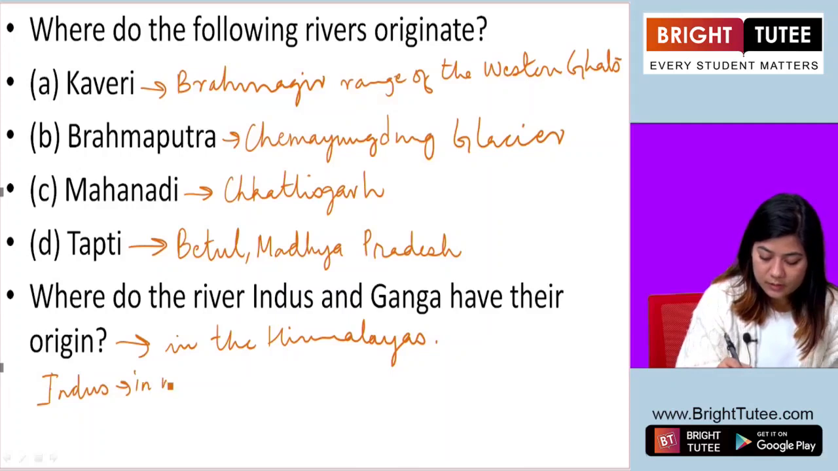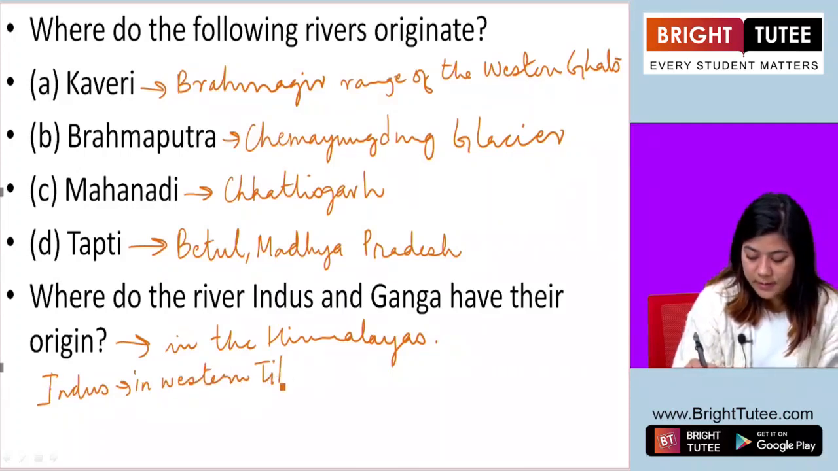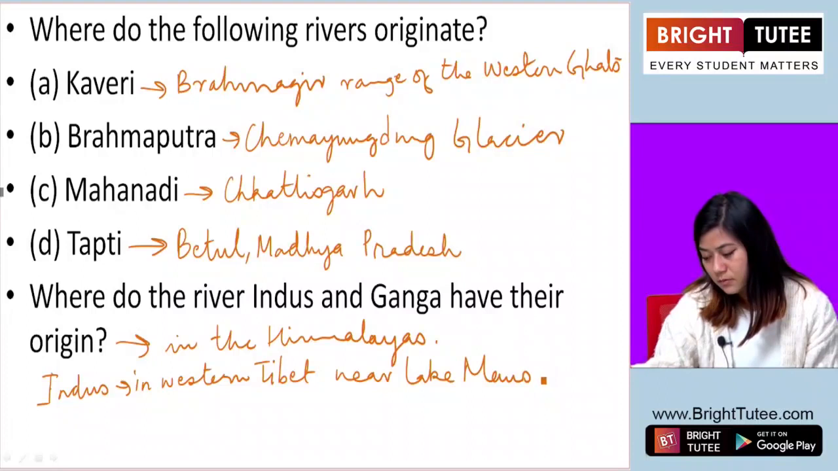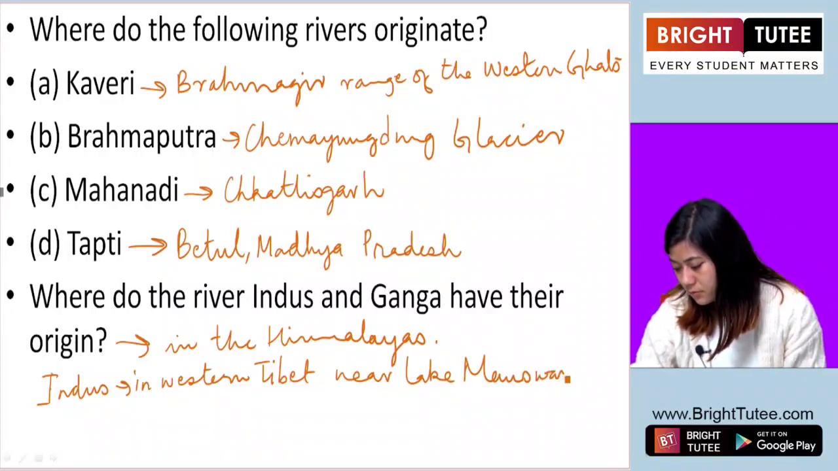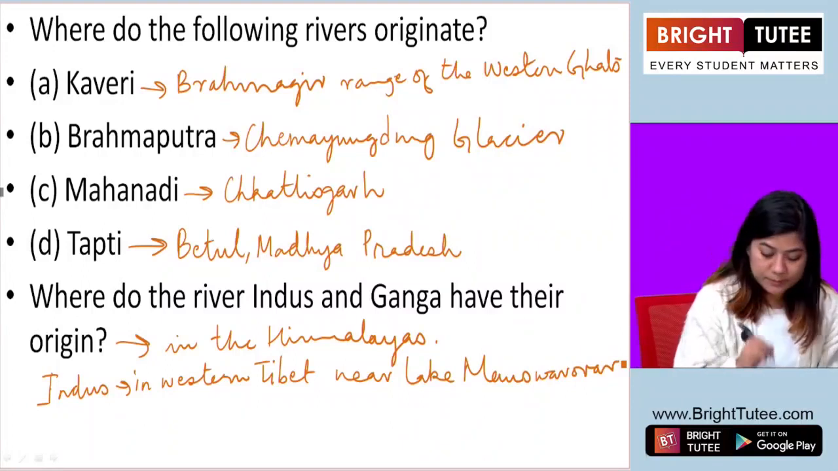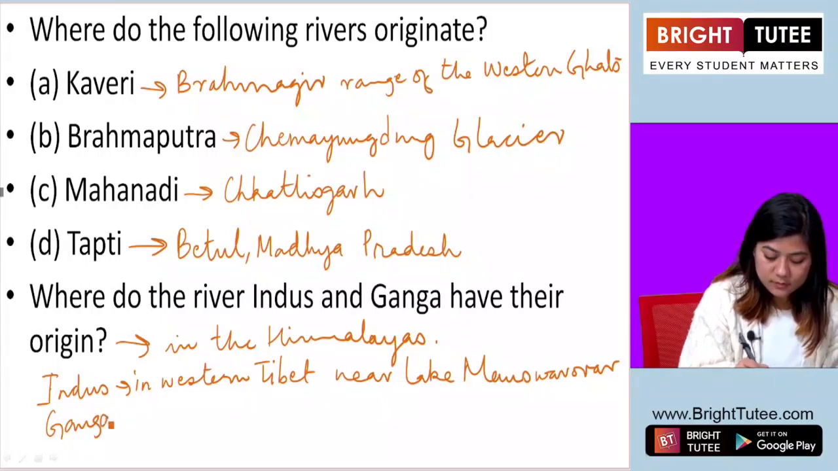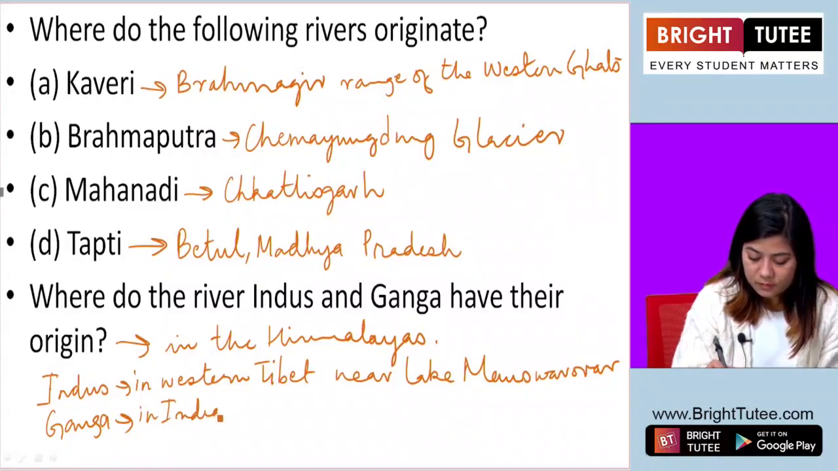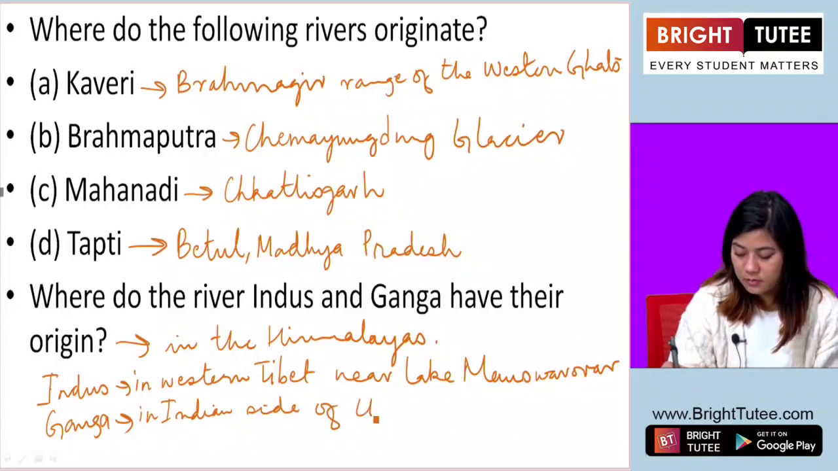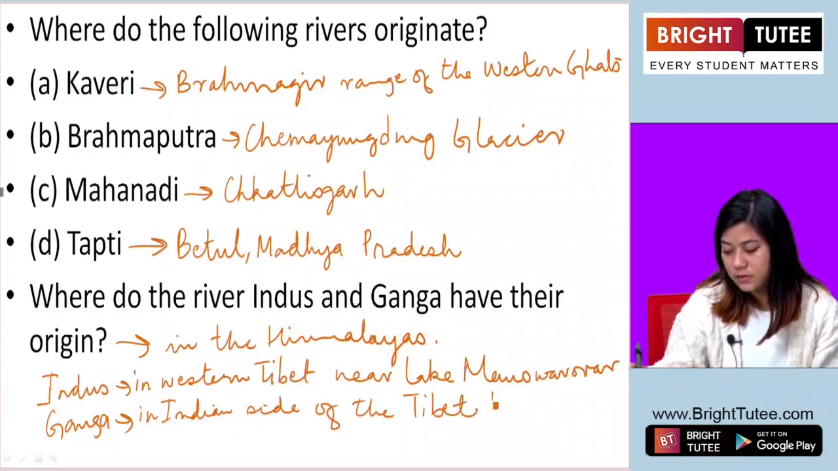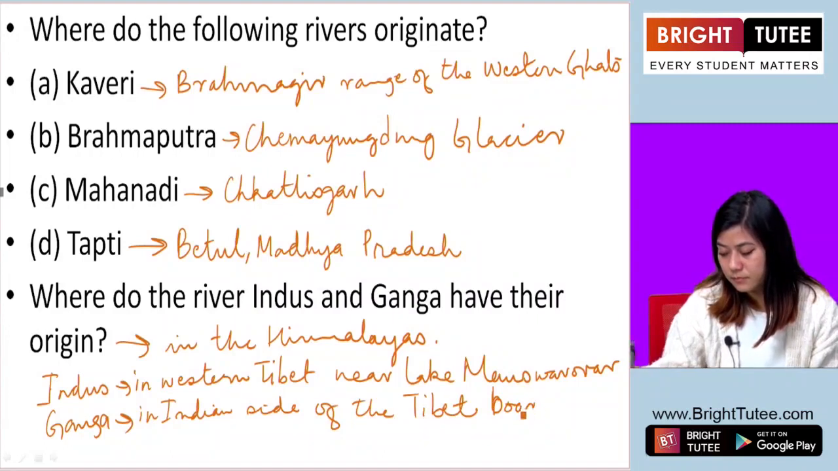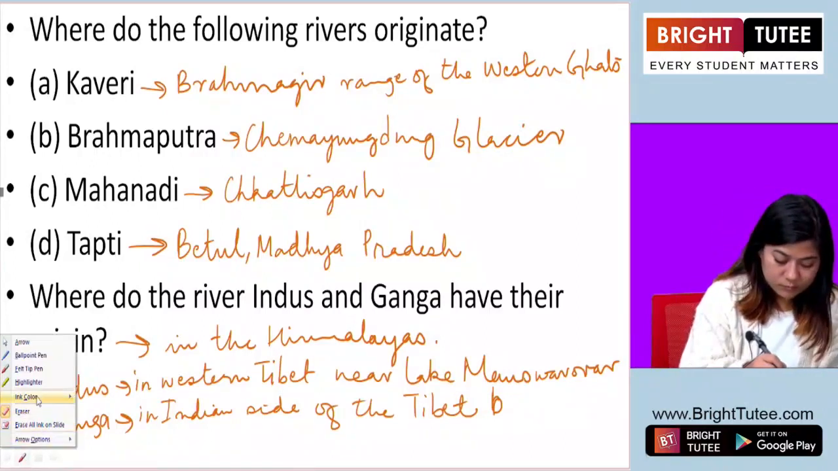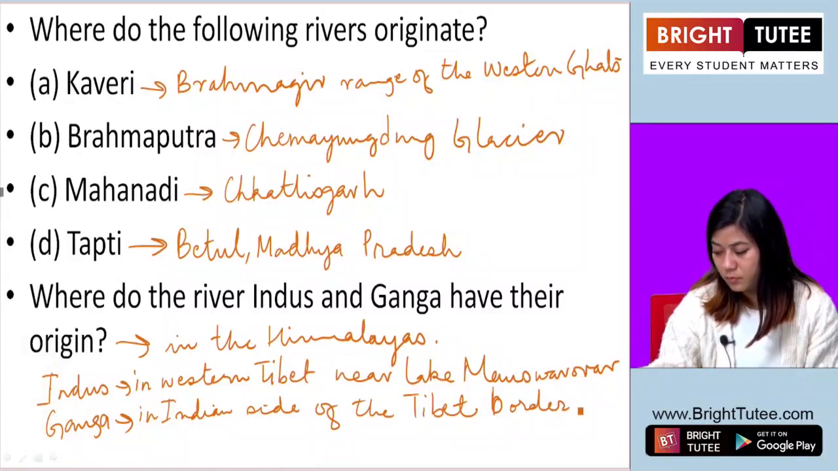Indus in Western Tibet near Lake Mansarovar, and Ganga in the Indian side of the Tibet border.